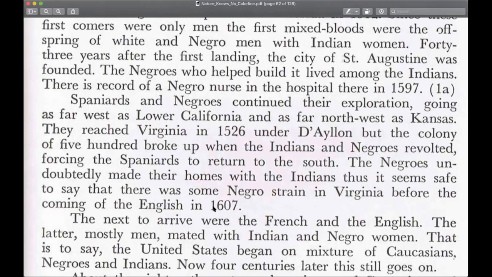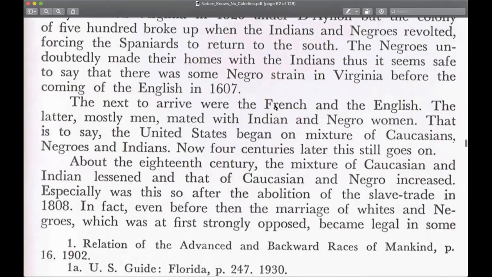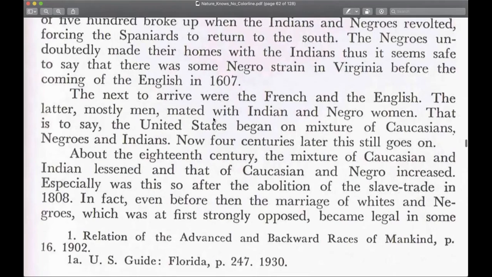It's all a lie. It says the next to arrive were the French and the English. Again, who were the French? Huguenots and the English. A lot of these people were Swarthy too. So let's not forget that, all right? Just because they're European. The latter, mostly men, made it with Indian and Negro women, all right? They made it with what? Indian and Negro women.